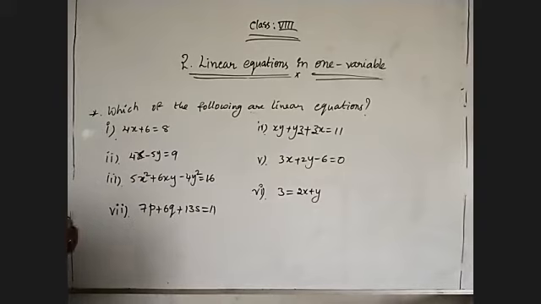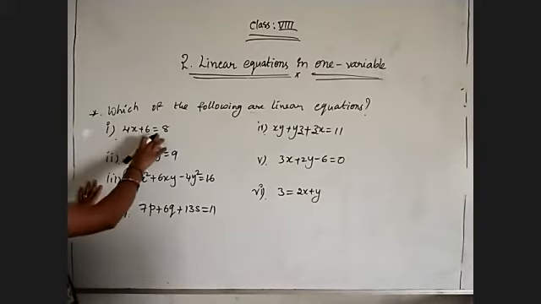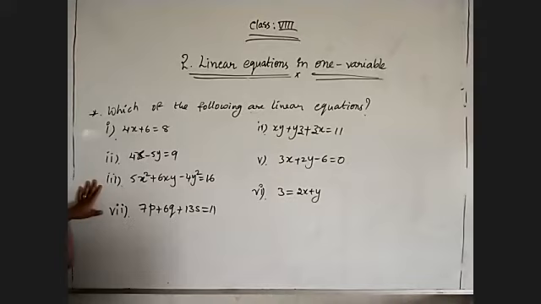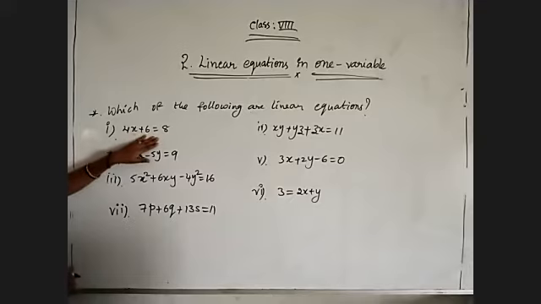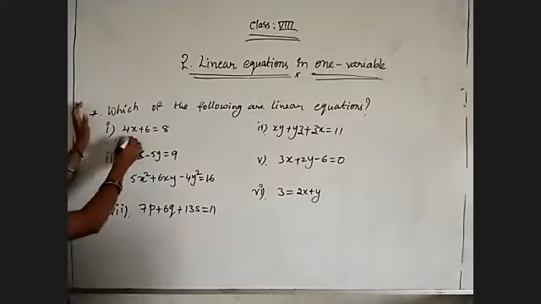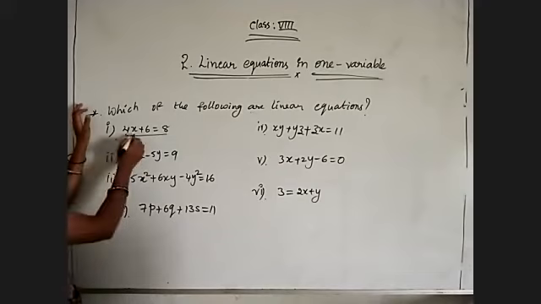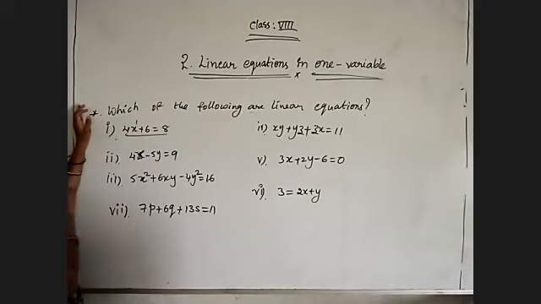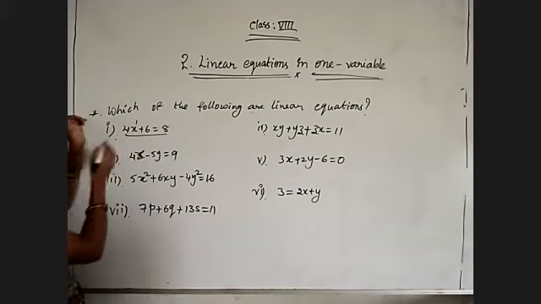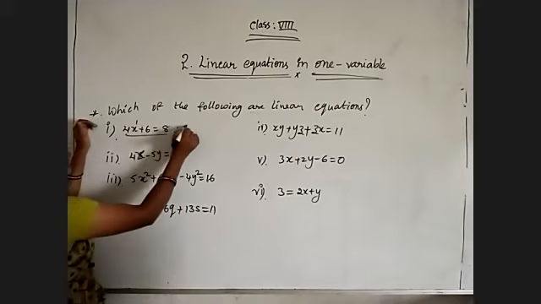Observe this. 4x plus 6 is equal to 8. Okay. What is a linear equation? The equation which has degree 1. Now observe what is the degree of this equation. Only one variable is there and the power is also 1. So that is degree equal to 1. So it is a linear equation.